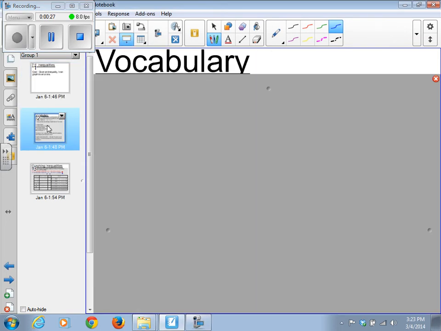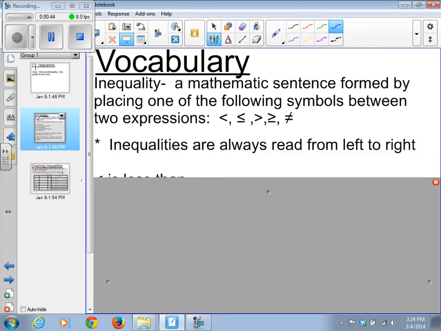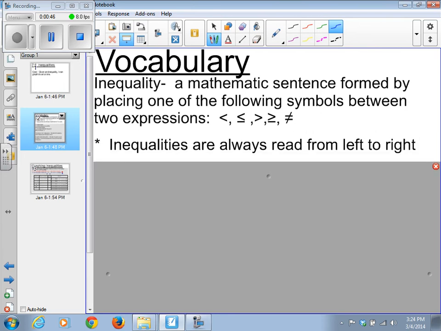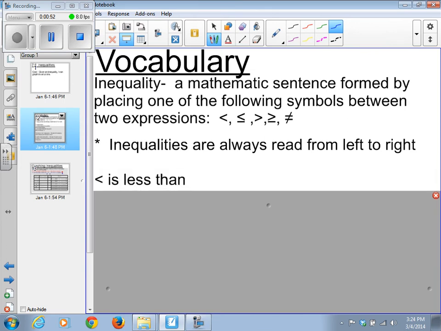So let's start off. Hopefully this is a review from last year, but let's start off just talking about what exactly an inequality is. It is a mathematical sentence formed by placing one of the following symbols between two expressions. So here we have them, and just so we know, inequalities are always read left to right. So let's go through this first one right here. That's going to be our less than sign.